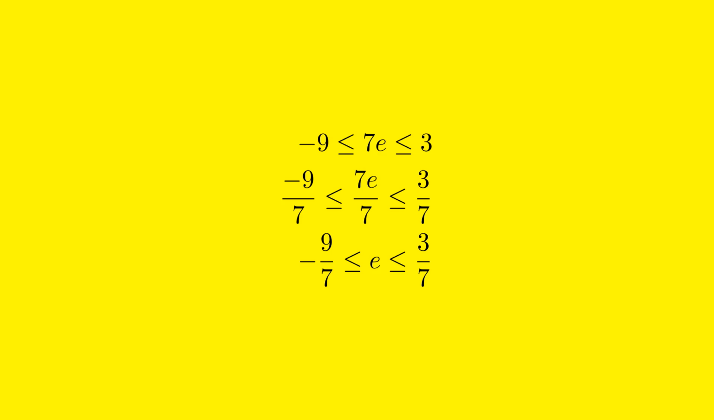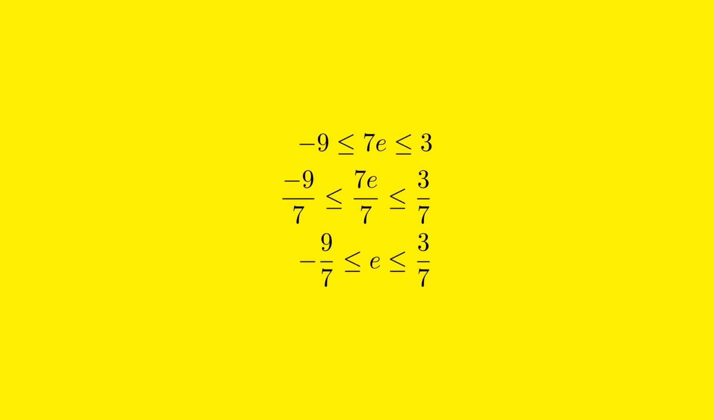When we divide -9 by 7, it becomes -9 divided by 7. Since both the numerator and the denominator are integers, we can leave it as a fraction, which is -9/7. Next, we divide 7e by 7. When 7e is divided by 7, the 7's cancel out, leaving just e in the middle part of the inequality. Finally, we divide 3 by 7, which gives us 3 divided by 7, and similar reasoning applies, so we leave it as the fraction 3/7.